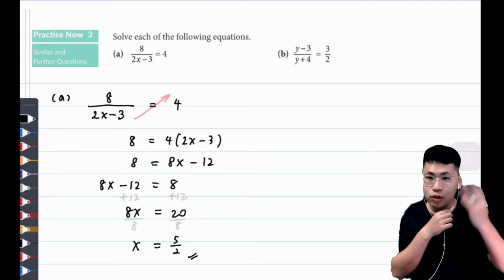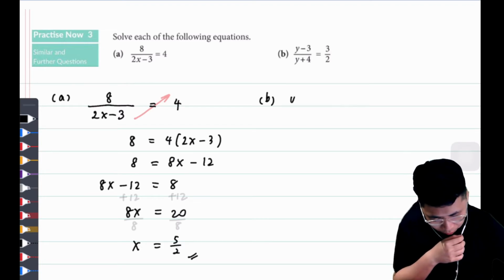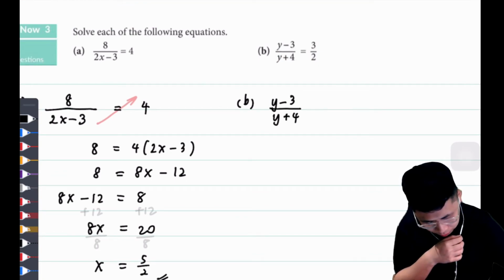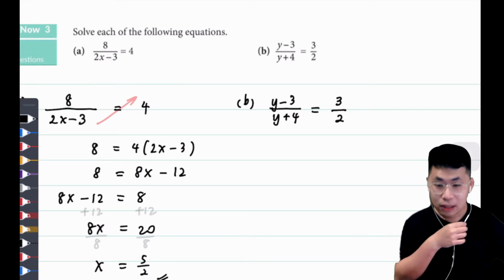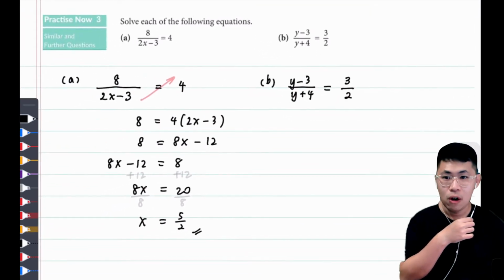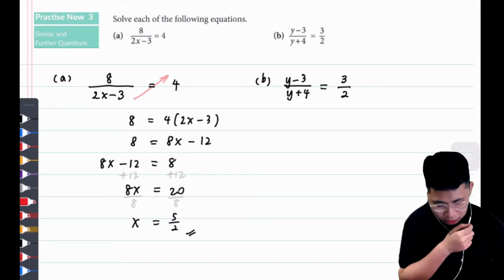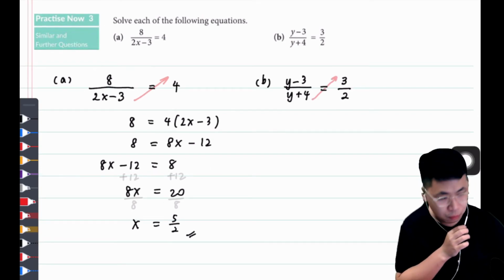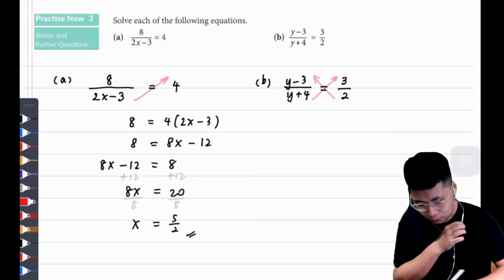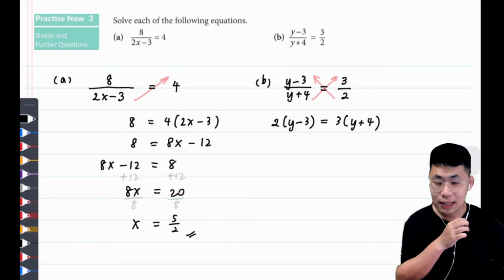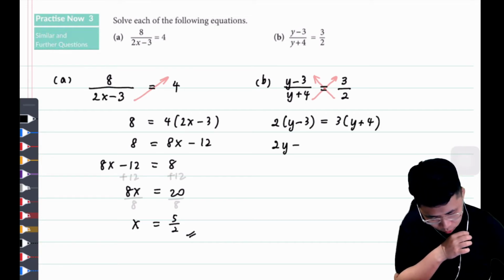And with this, we can continue on to look at part B over here, where we have y minus 3 over y plus 4 equals to 3 over 2. Now we have two fractions on both sides, and we need to remove both the denominators. So we'll just do the cross multiplication for both denominators. So from the left bottom, multiply upwards, from the right bottom, multiply upwards. So we'll see something like this. So 2 times of this is equals to 3 times of that.